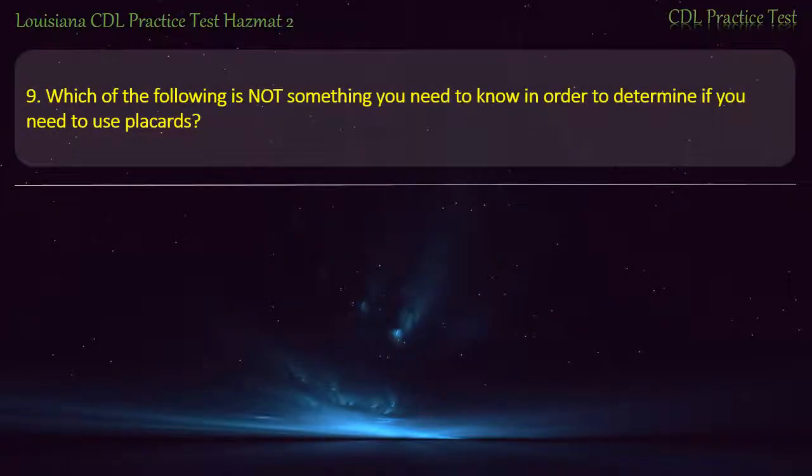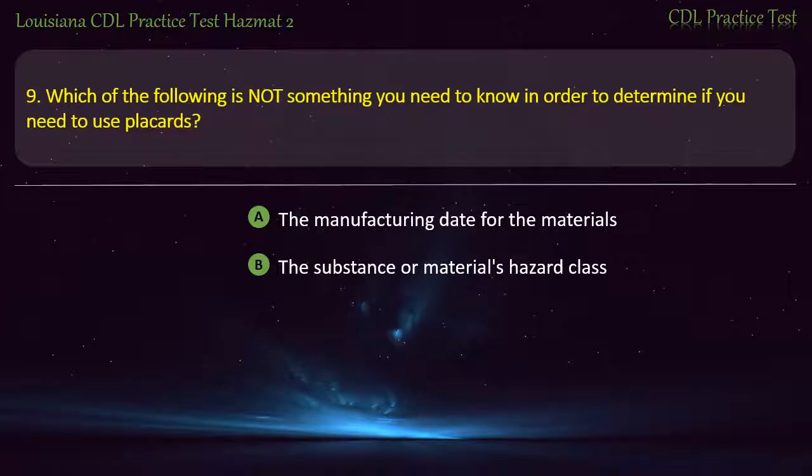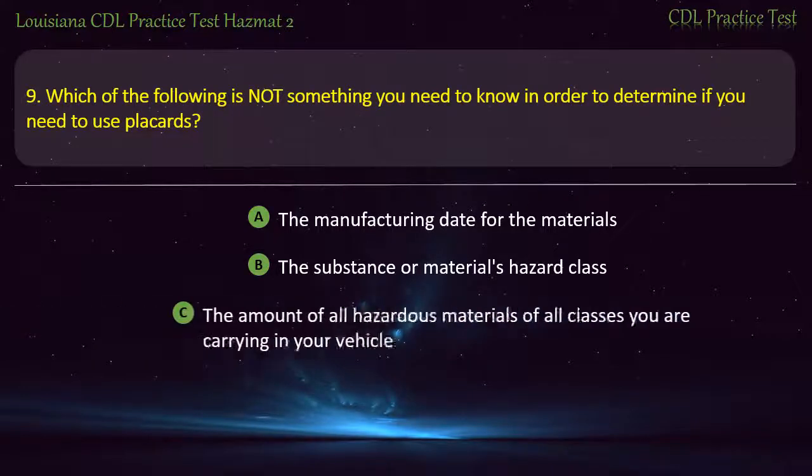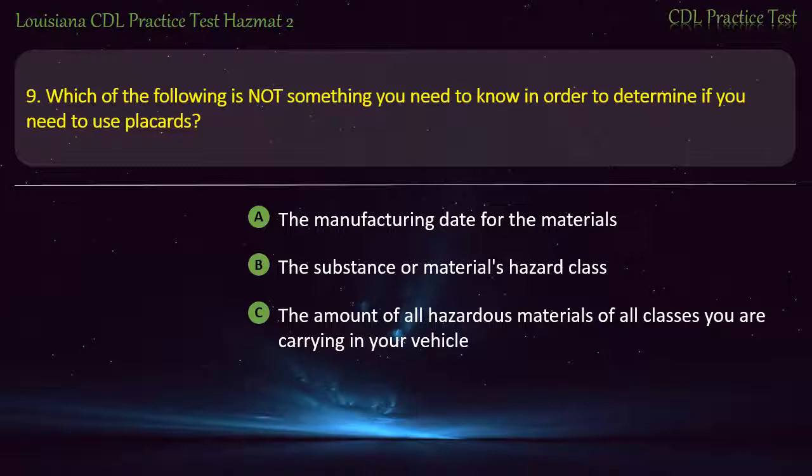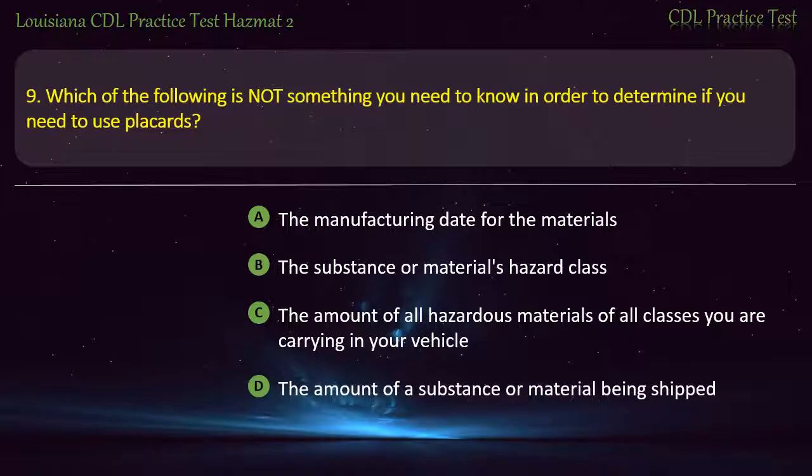Question 9. Which of the following is not something you need to know in order to determine if you need to use placards? The manufacturing date for the materials. The substance or materials hazard class. The amount of all hazardous materials of all classes you are carrying in your vehicle. The amount of a substance or material being shipped. Answer. The manufacturing date for the materials.